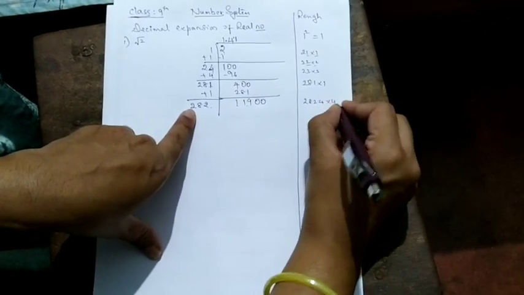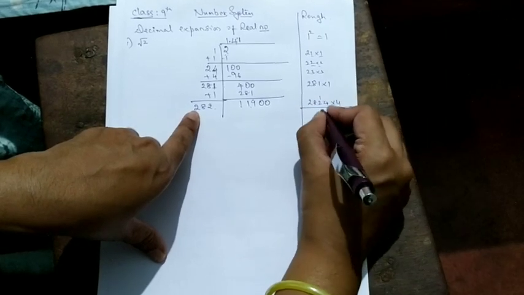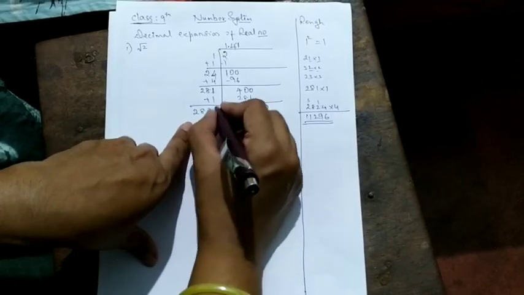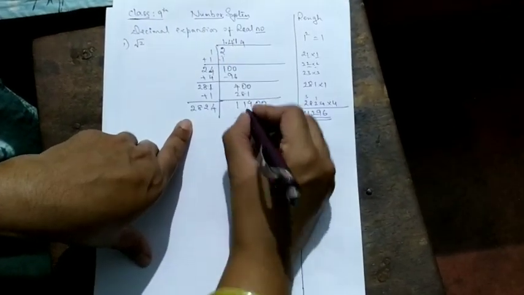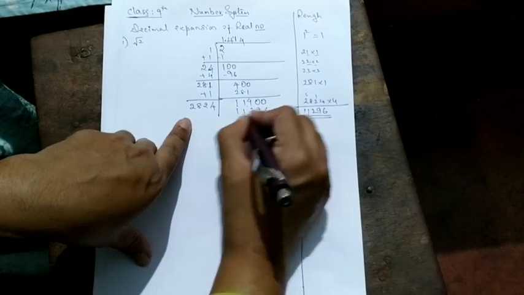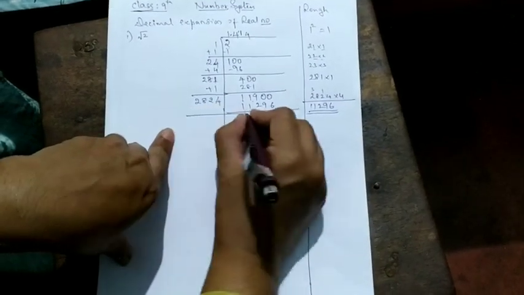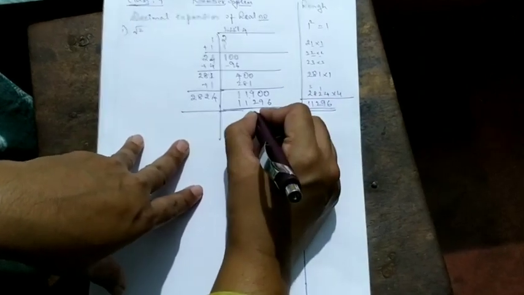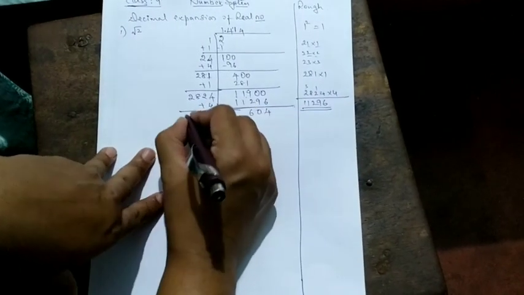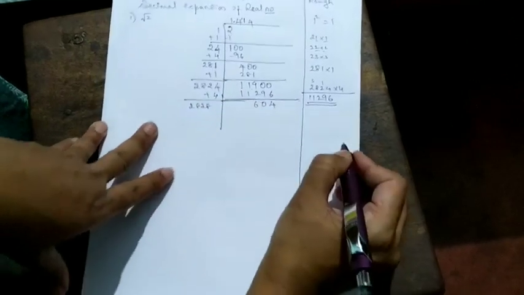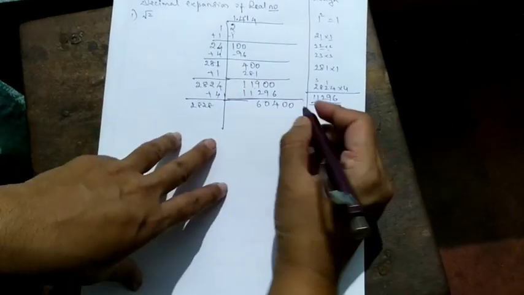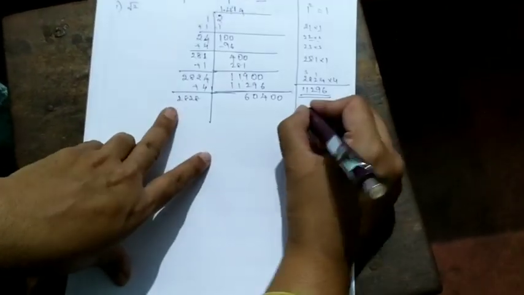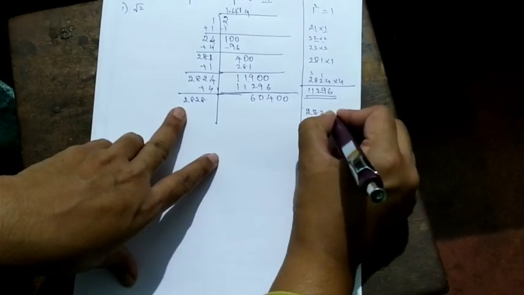Let me try with 4. 4 4s are 16, 32, 11. So it is almost, we are nearer. The remainder you get here is 4, 0 and 6. So plus 4, it will become 2828. Now another 2 zeros will be added here because of decimal. So it is 28 and this is 60, so 2828.